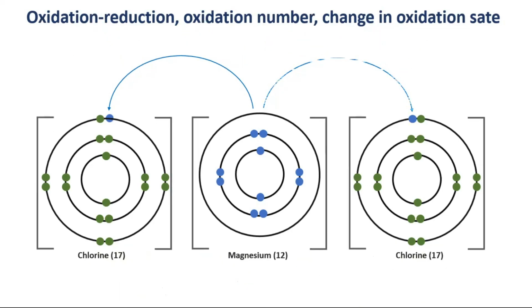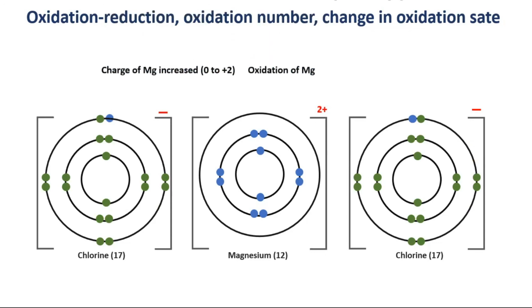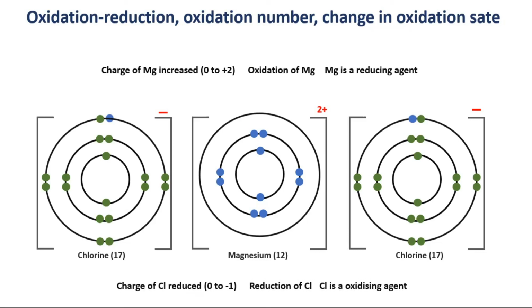If we talk about change in oxidation state, since this is an ionic compound, before the reaction they were elements and their oxidation number was 0. But after forming the compound, the charge of magnesium is +2 and the charge of both chlorines is -1. The charge of magnesium increased from 0 to +2, which implies oxidation of magnesium, or magnesium is a reducing agent. On the other hand, the charge of chlorine decreased from 0 to -1. So reduction happened to chlorine. As a result, we can say chlorine is an oxidizing agent.